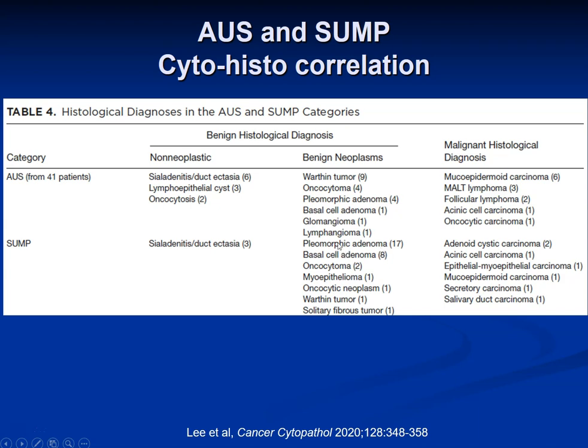This is probably due to a combination of sampling as well as interpretation. Perhaps we did not appreciate the stromal elements as well as we should have. And the malignant diagnosis, again, you can see here, generally included more low-grade malignancies, with the exception of one salivary duct carcinoma.